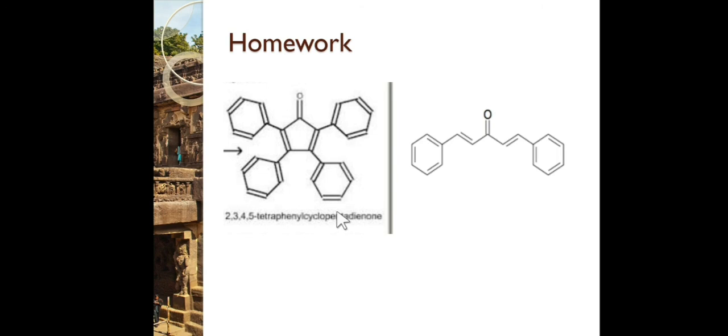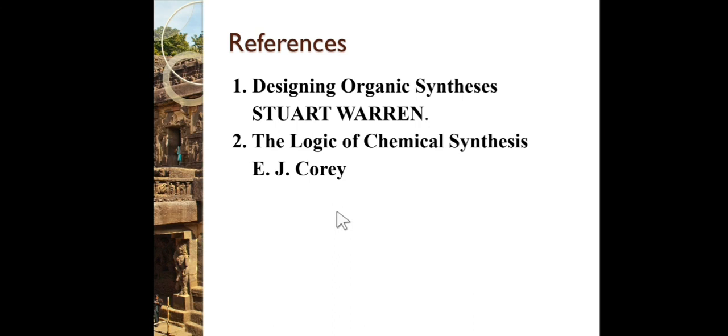So this is all about the preparation, or retrosynthesis and synthesis, of alpha beta unsaturated carbonyl compounds. Again, I am getting this information from Designing Organic Synthesis by Stuart Warren and The Logic of Chemical Synthesis by E.J. Corey. These two books are very useful for retrosynthesis.